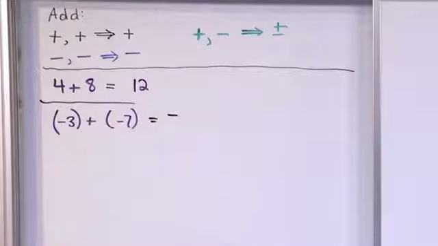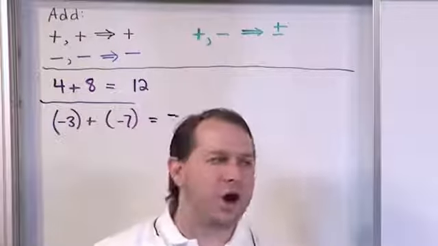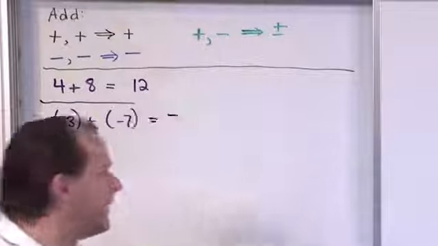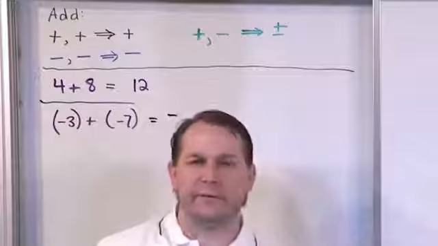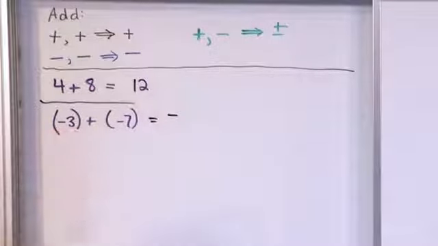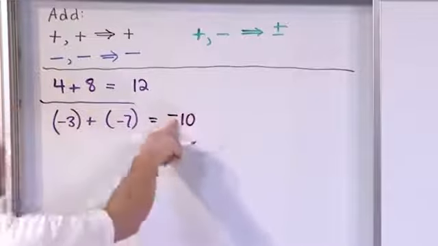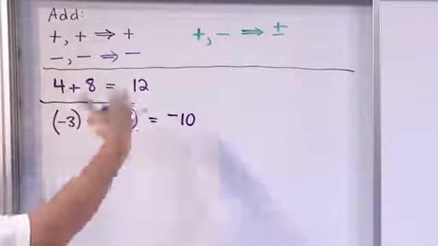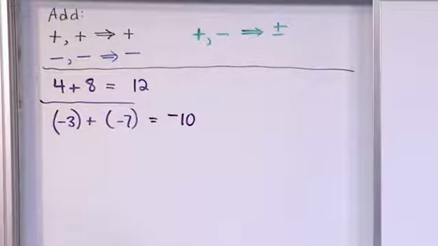What do you think this answer is gonna be? If I have 3 pencils and it's negative, what does that mean? It means I don't actually have 3 pencils. I owe someone else 3 pencils. Same thing here. I don't actually have 7 pencils. I owe someone else 7 pencils. So altogether, how much do I owe? Well, it's gonna be 3 + 7. That's gonna be 10 pencils. But it's not +10 because I don't actually have these. It's -10. The negative means I owe altogether, I owe all these people altogether 10 pencils. The negative takes care of helping us remember that.